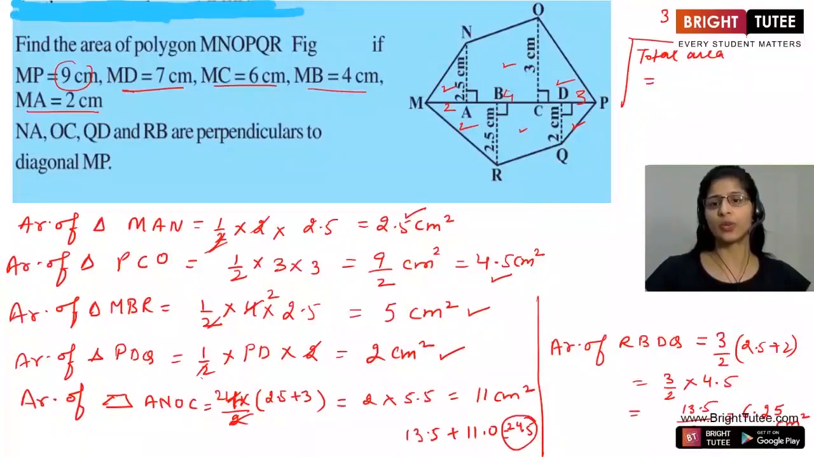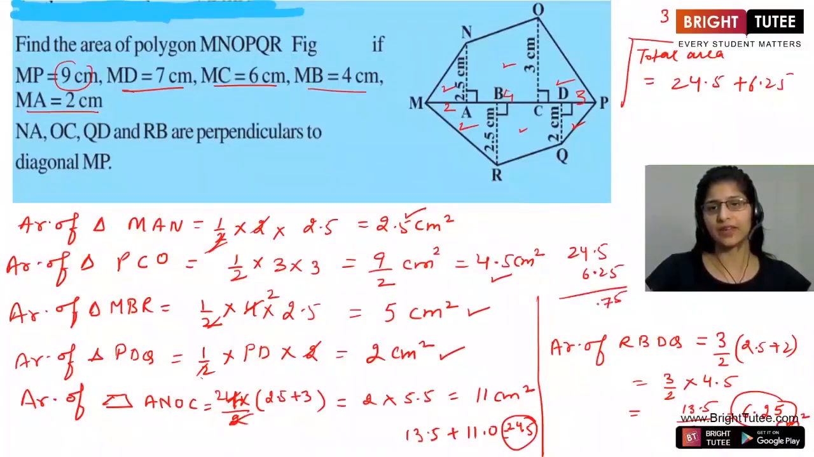In 24.5 we have to add 6.25. Just to see, if we add them, 24.5, 6.25, 5, 7, 6 and 4, 10 and 30. 30.75 square centimeter is the area.